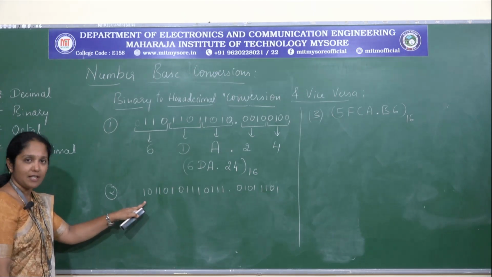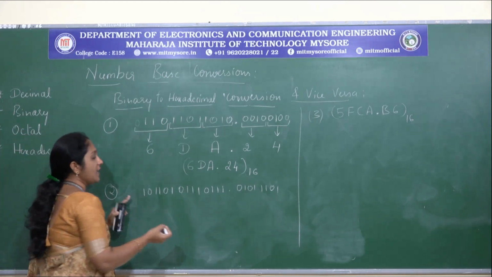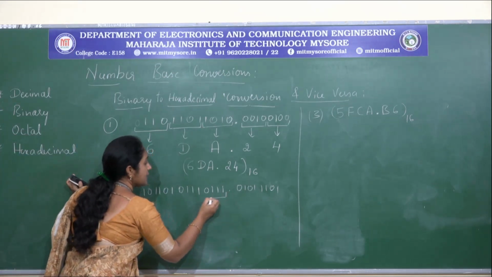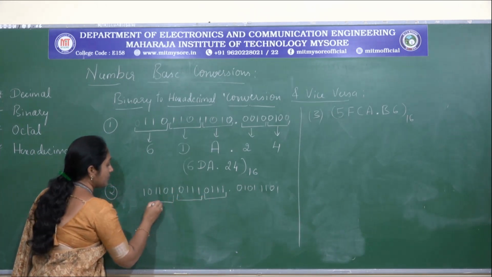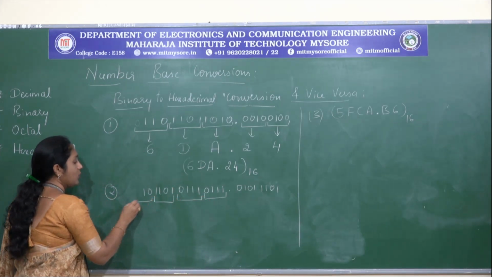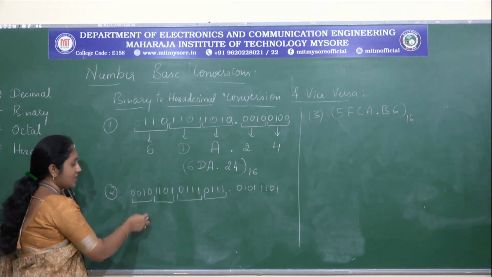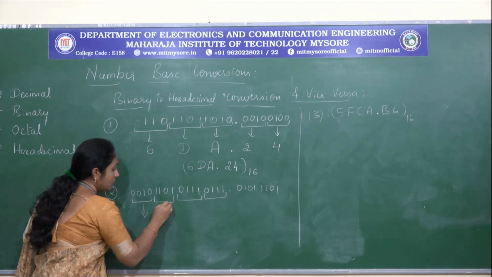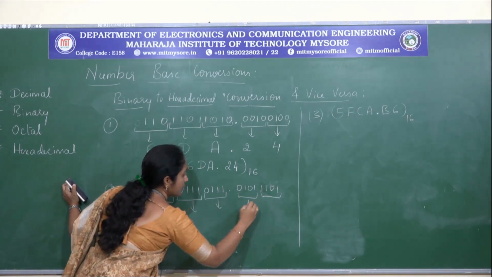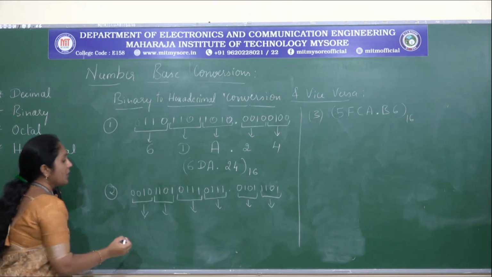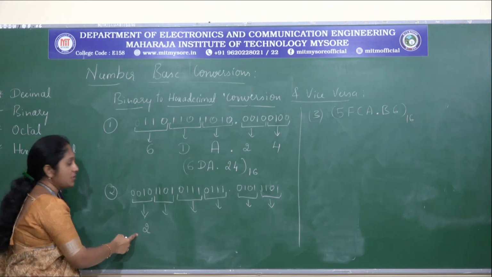Next we have another sequence given in binary. Let us understand how to convert this. Again, we need to make groups of 4. We are left with only 2 digits. You can add 2 more zeros, or simply you can write this as 2. So here the equivalent of this in hexadecimal is 2.